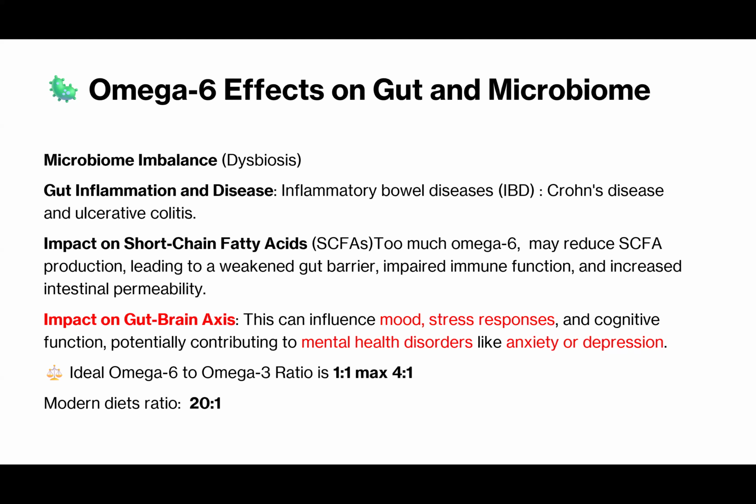Too many of these processed oils rich in omega-6 cause microbiome imbalance. They cause gut inflammation and gut diseases like inflammatory bowel disease, Crohn's disease, and different colitis. They have an effect on short-chain fatty acids, reducing production of very important substances, and they weaken the gut barrier. They affect immune function and increase intestinal permeability.